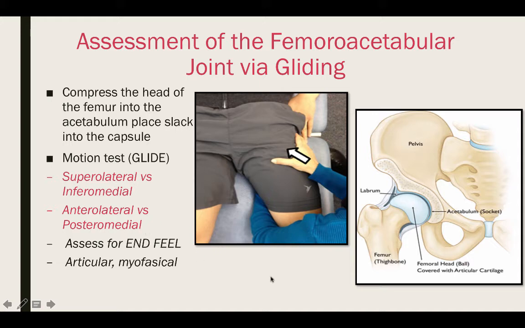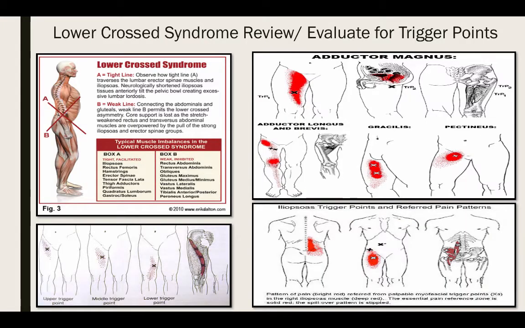And you're assessing for end feel. Is it articular? Is it myofascial? And then often this is the exact same way that we're going to be treating it. So as you diagnose it, you can treat it with BLT and myofascial release, which we will discuss in that lecture. And then don't forget your lower cross syndrome and evaluation for trigger points when you're thinking about hip pain.